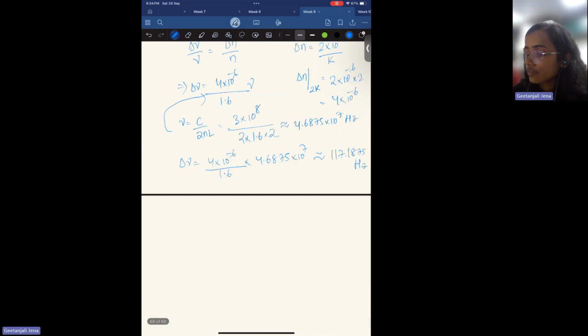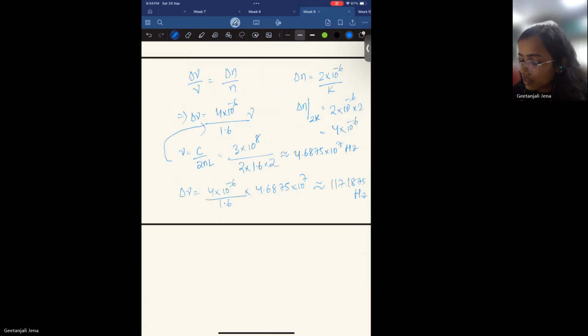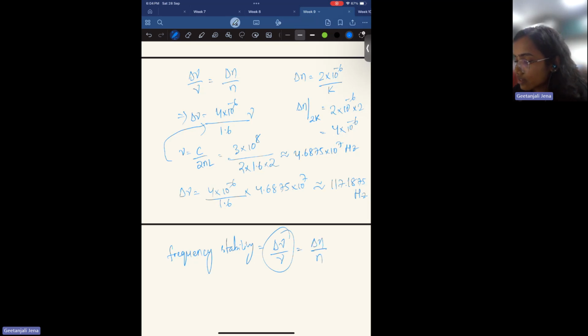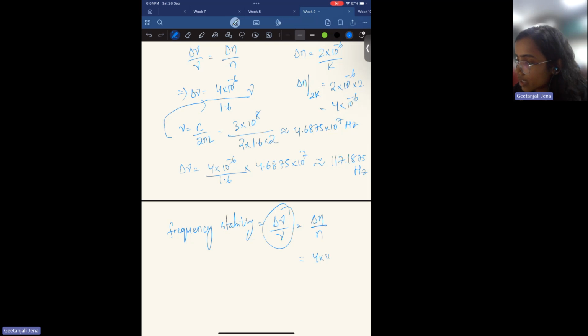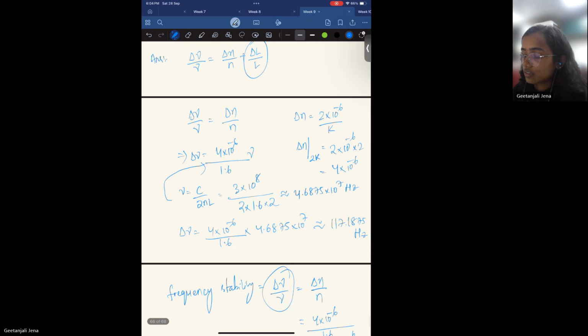Okay. And for the frequency stability, so frequency stability is the fractional change. Frequency stability is given by delta nu by nu, which is nothing but delta n by n, right? Which is 4 into 10 to the minus 6 divided by 1.6, which will come around 2.5 into 10 to the minus 6. This is the answer. So in this way, you can solve this problem.